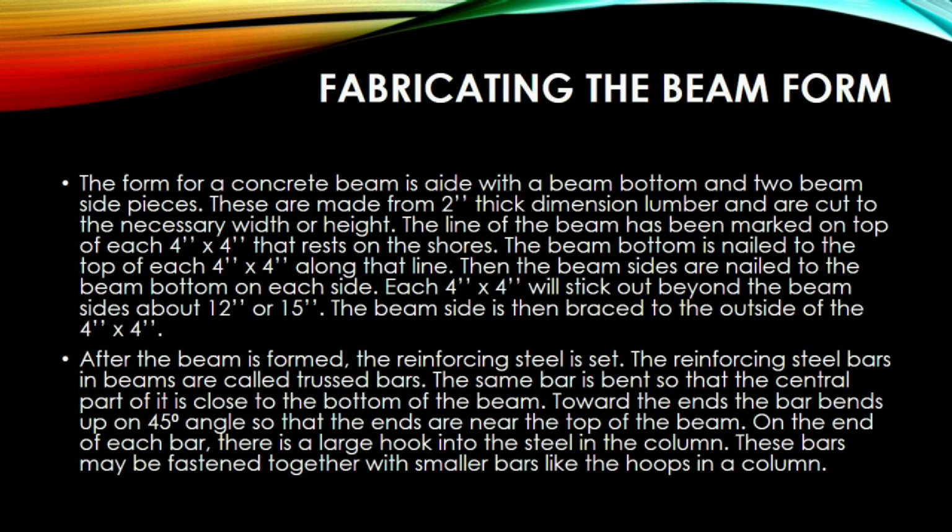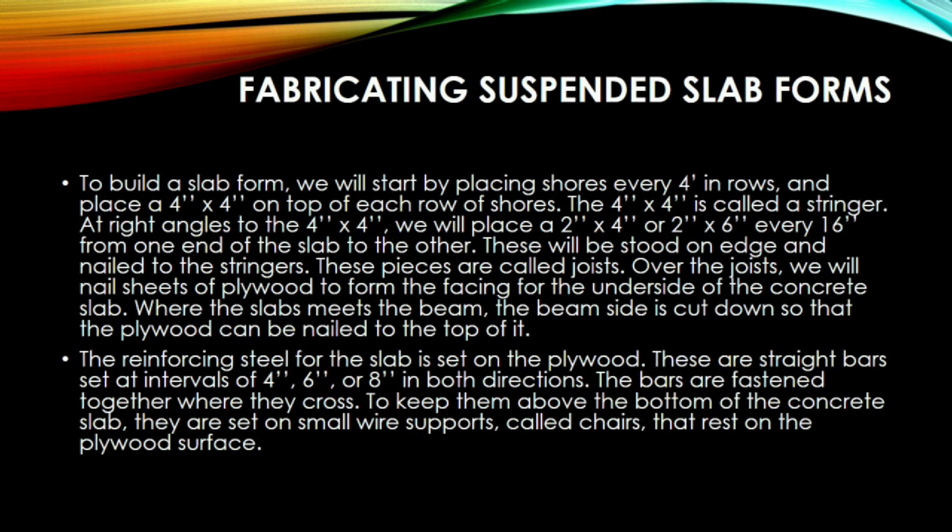After the beam is formed, the reinforcing steel is set. The reinforcing steel bars in a beam are called truss bars. The same bar is bent so that the central part of it is close to the bottom of the beam. Toward the ends, the bar bends up at a 45 degree angle so that the ends are near the top of the beam. On the end of each bar, there is a large hook that goes into the steel in the column. These bars may be fastened together with smaller bars like the hoops in a column.